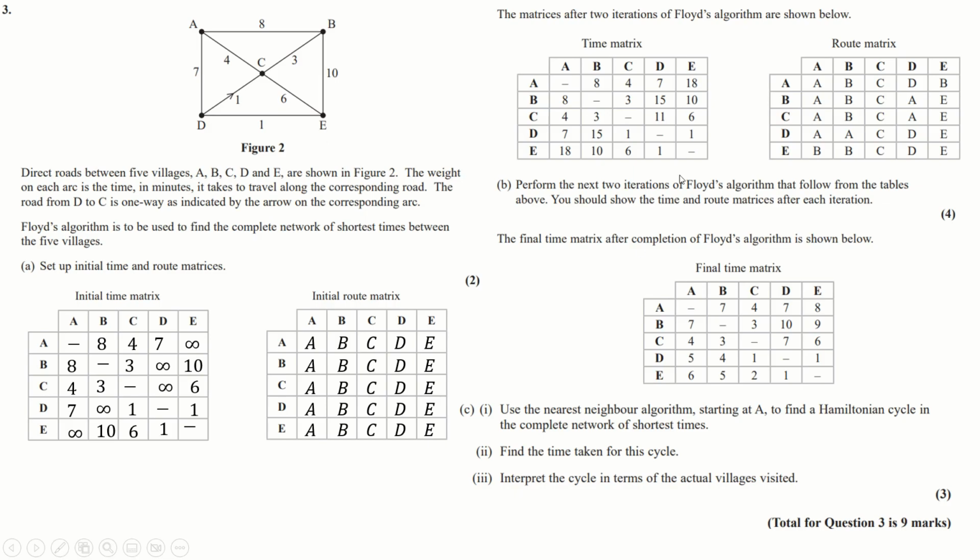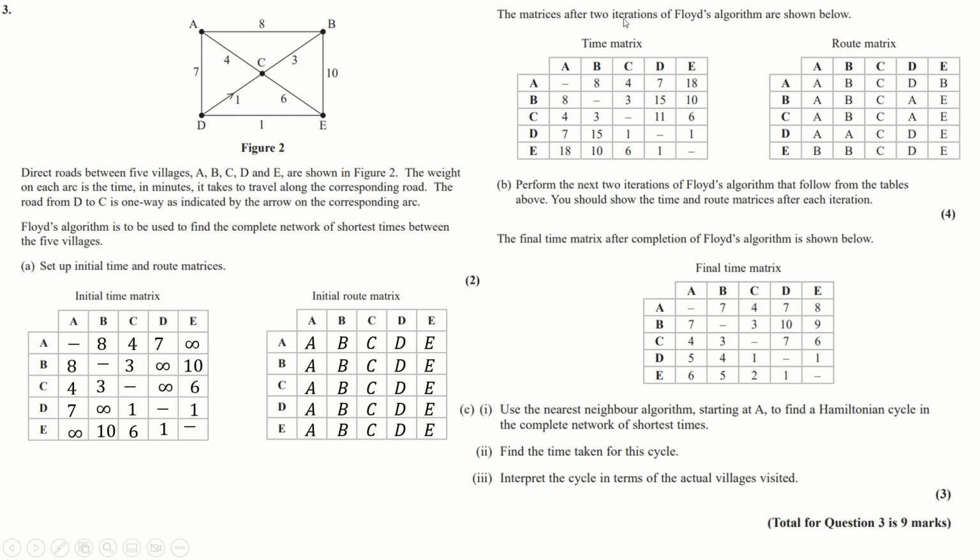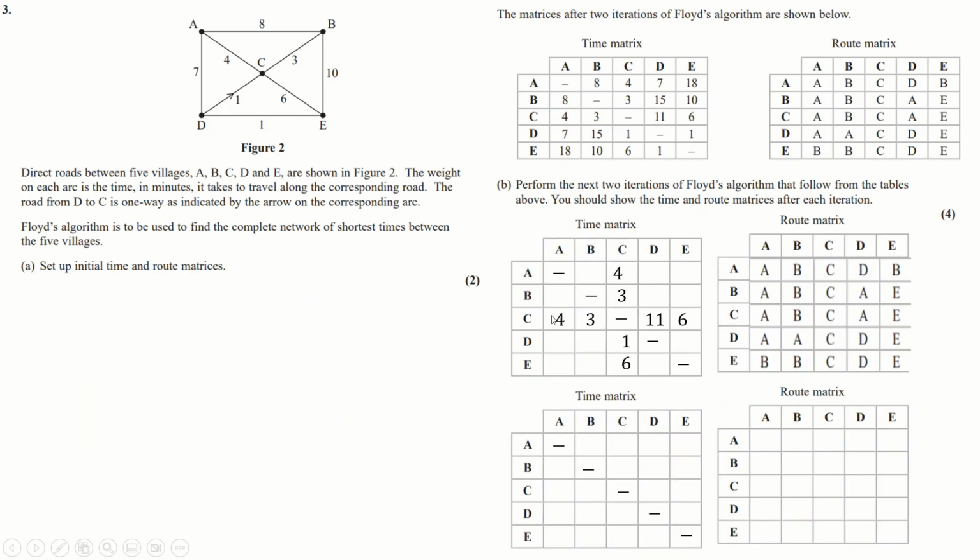That's 2 marks. Perform the next 2 iterations of Floyd's algorithm. So let's get these tables out here. They've done 2 iterations already, so they've presumably searched from A and from B. And you can see in this table, with the things being replaced with A's and B's, that that's exactly what they've done. So the next one we should do is search through the C's.